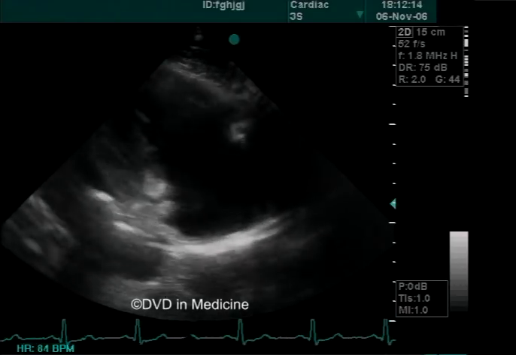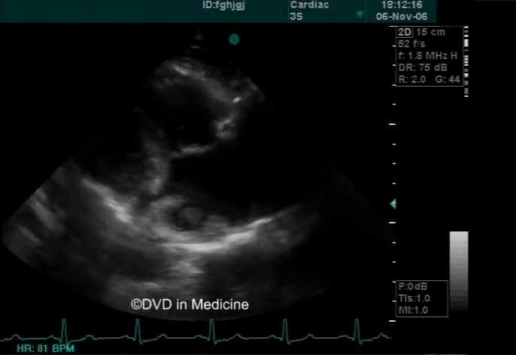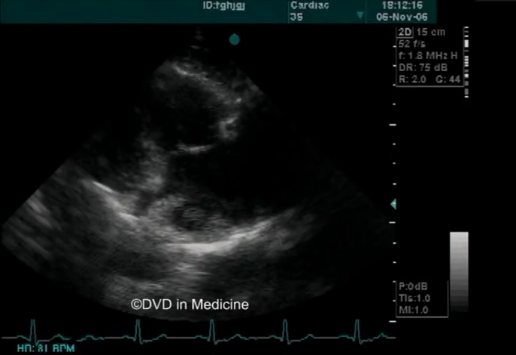In this image, one can see the spot where the coronary sinus empties into the right atrium. This is the diaphragmatic surface of the heart between the right ventricle and the right atrium.